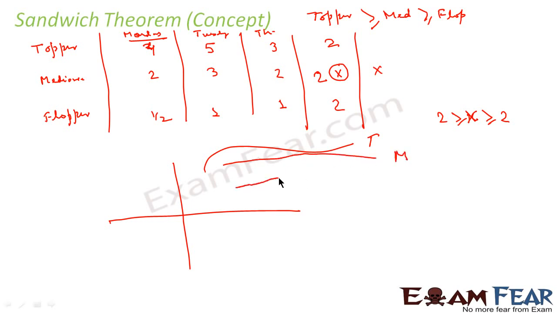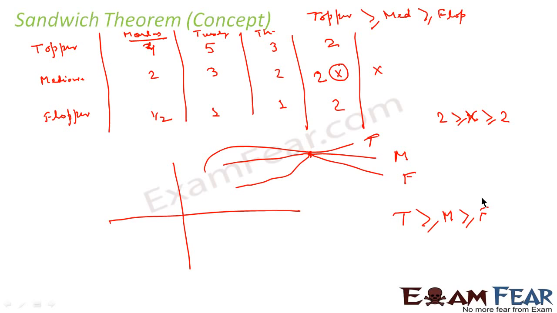Flopper always watches less. But on a particular day, when I'm saying that the topper and the flopper are meeting, right? They are watching the same number of videos. So in that case, mediocre should also watch the same number of videos, because we are always saying that topper is always greater than or equal to mediocre, and mediocre is always greater than or equal to flopper. Very common thing. And on this we have a sandwich theorem.